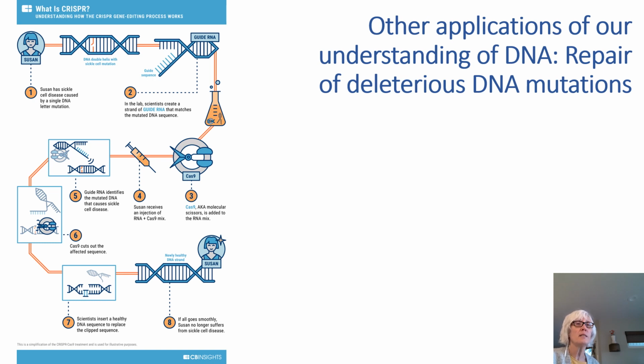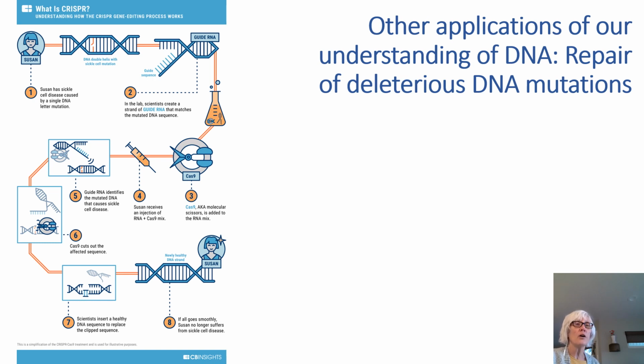We do know the DNA sequence of the gene that is mutated in Susan, and we can create a copy of that gene in the laboratory. The copy of that gene that's made in the laboratory is converted into RNA, and it is referred to as a guide RNA. It will guide the enzymes associated with CRISPR technology to the mutant gene.